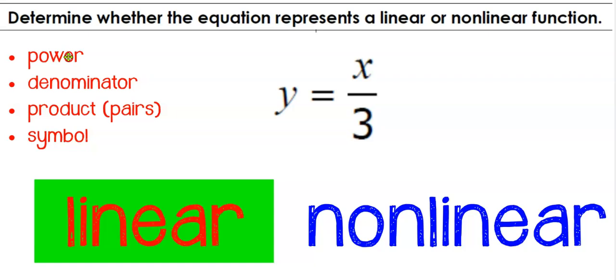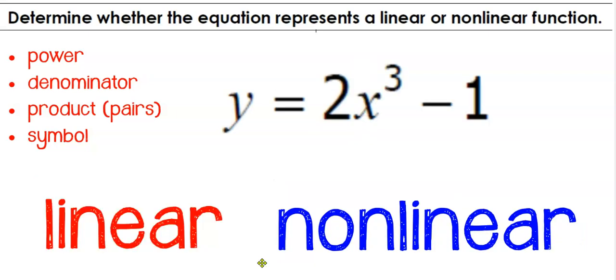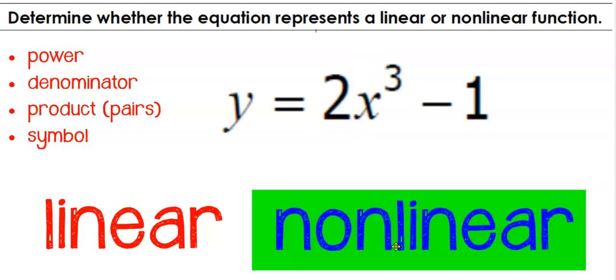It doesn't have any powers on the variables, no variables in the denominator, no products of variables, no symbols on the variables. All of these rules talk about the variable. How about this one? It's nonlinear. See that power? It cannot be written in y equals mx plus b form.